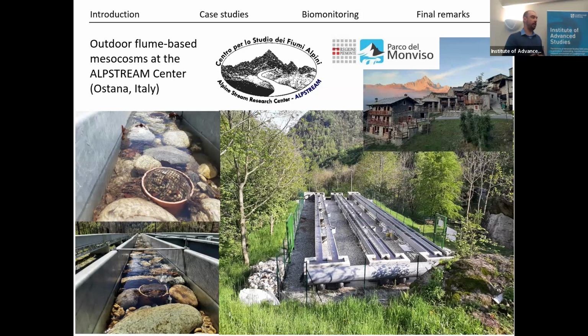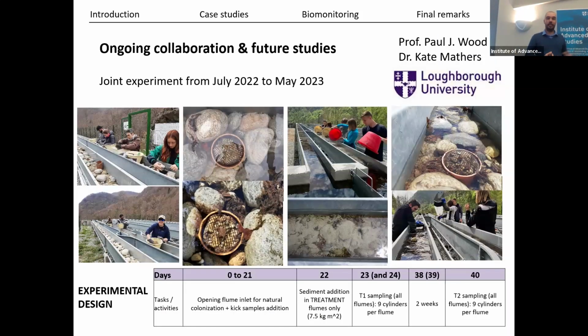These flumes are located on the left bank of the Po River, around 1,000 meters above sea level. The main reason why I tell you about this mesocosm is that Paul, Kate, and I used these flumes in the last years. From July 2022 to May 2023, we carried out a joint experiment about siltation. So we had the opportunity to study together how macroinvertebrates respond to fine sediment addition. And you can see some pictures of our experiment in Ostana.